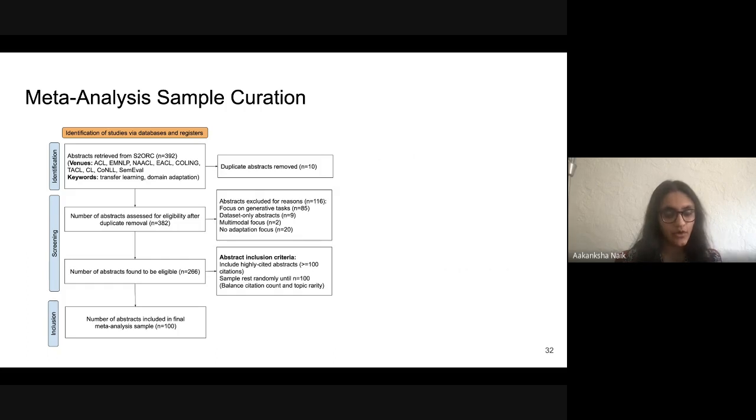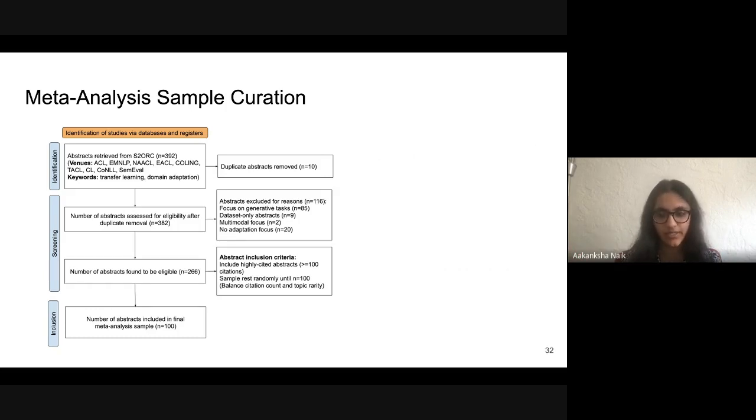And at the end of all of the screening, we ended up with a set of 266 abstracts that we found to be eligible for our meta-analysis. And from this, we constructed the final meta-analysis sample of 100 abstracts using 2 inclusion criteria. So the first one was that we included all of the abstracts which had more than 100 citations because those are highly cited, probably transformative works in the field that we definitely need to look into.